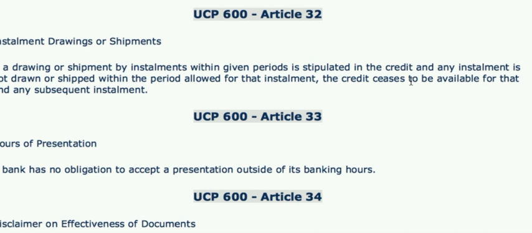Suppose all the goods are to be shipped in 4 installments, and one installment is to be shipped within 20 days. If that installment has not been shipped within 20 days, the credit ceases to be available for that installment as well as any subsequent installments. The reason being, there is a default on the part of the beneficiary, and the goods have not been shipped within that period, so the credit ceases to be available for that as well as any subsequent installments. This has been given in Article 32 of the UCP 600.